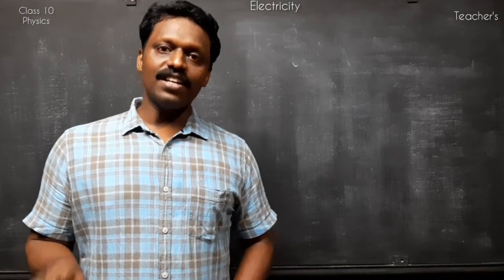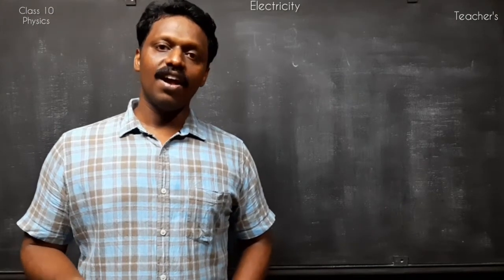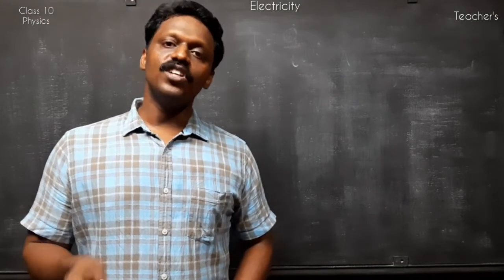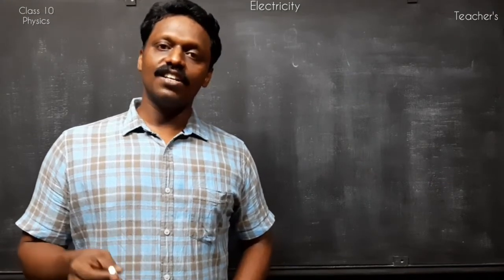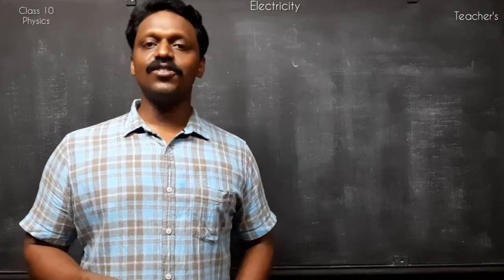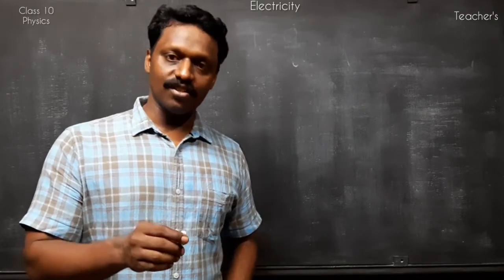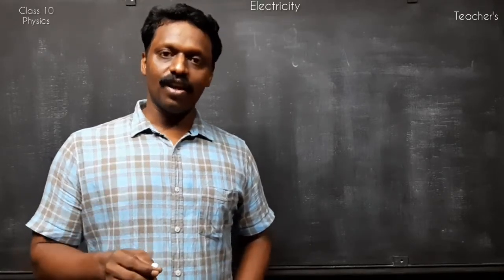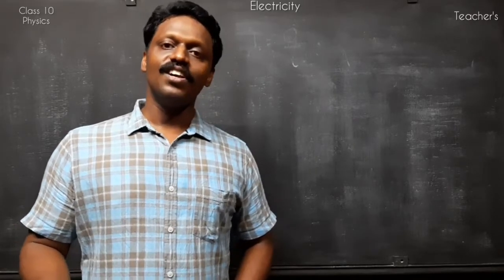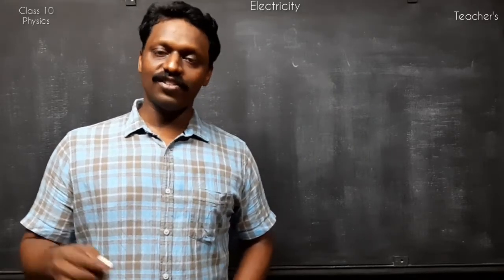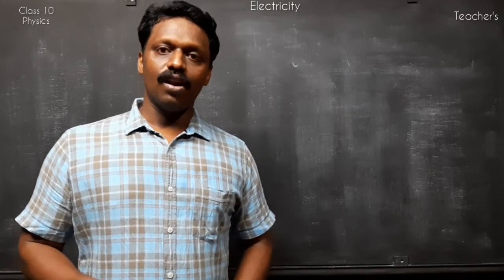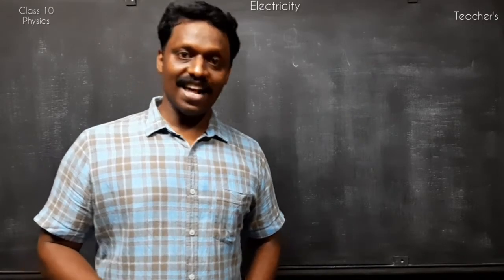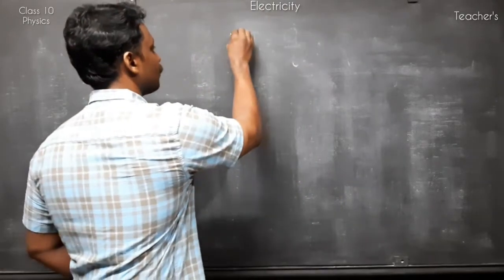So, scientists have devised some symbols for electrical components which are easy to draw. They are called electrical symbols or circuit symbols. We will now discuss common electrical symbols for electrical components which are used in drawing circuit diagrams. The symbol for a single cell is like this.